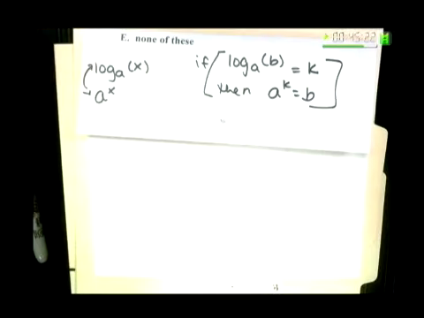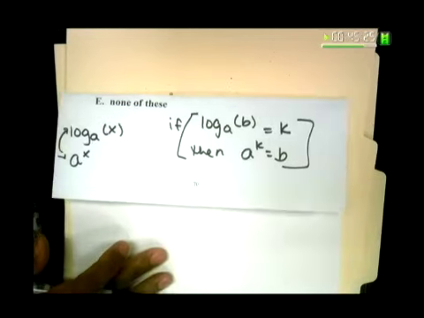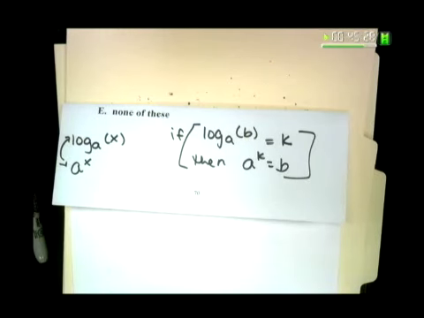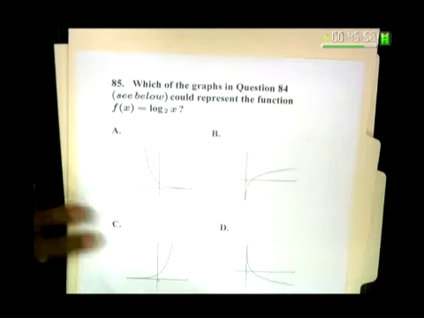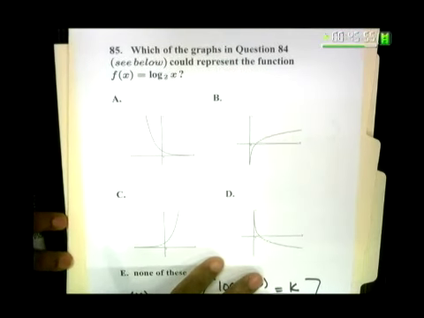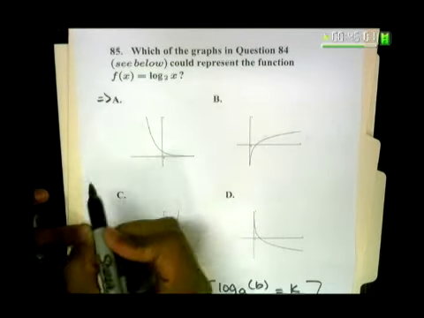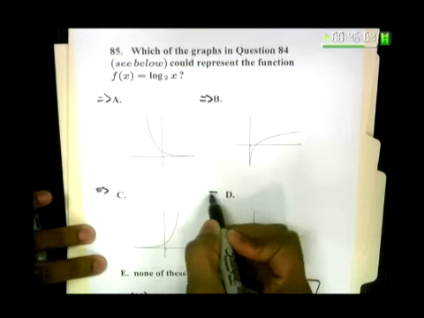Let me put this up here because this is going to help. You want to make sure that you have that relationship between the log and the exponential down, and that you can identify the graphs. For example, in number 85, let's go through this one real quick: log base 2 of x. Since I know that these two are exponential functions, my choices are B and D.